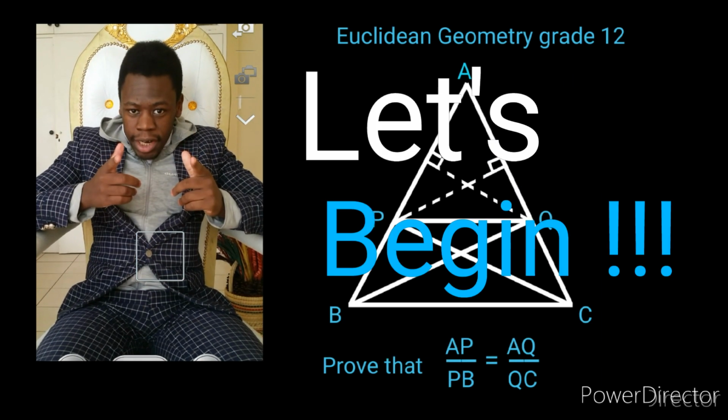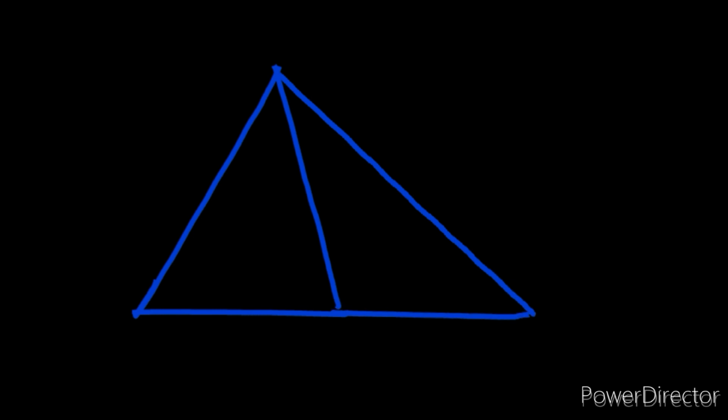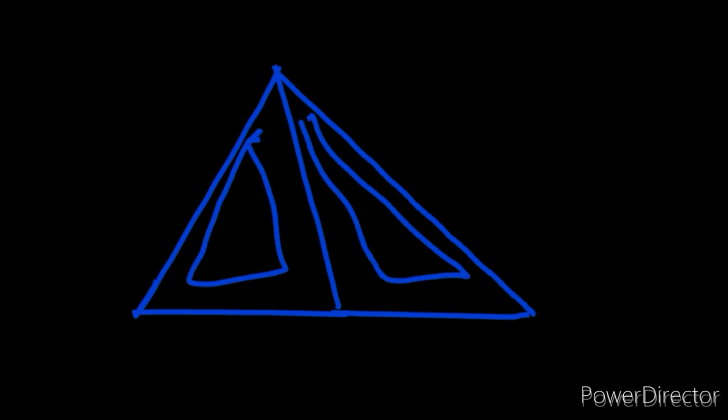So, let's begin. Now, before we go ahead and talk about proving, there are these two theories you have to know. The first one is, whenever you've got two triangles, let's say we've got this triangle, and let's say you've got another triangle joined with the first triangle. So, this is what we have. Notice that we have two triangles that we're focusing on.